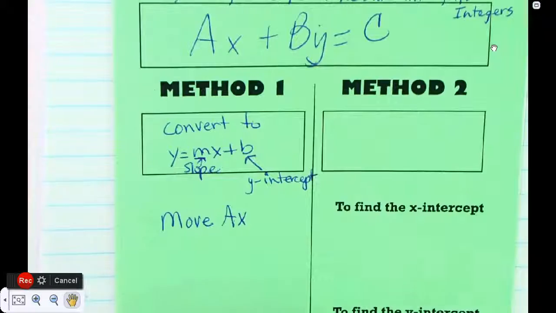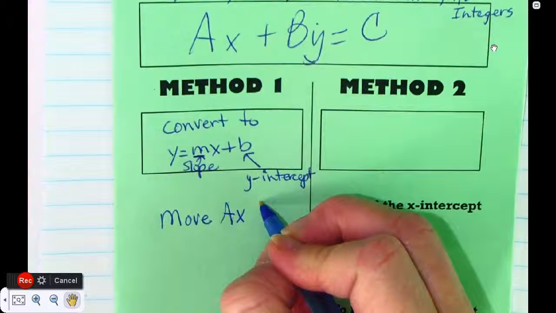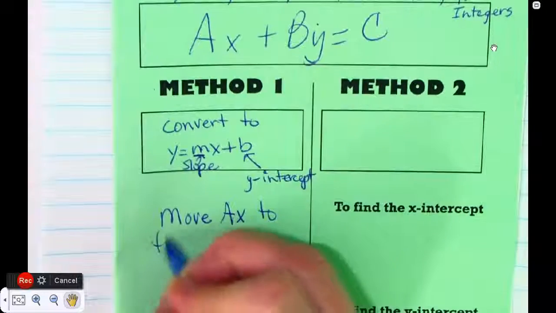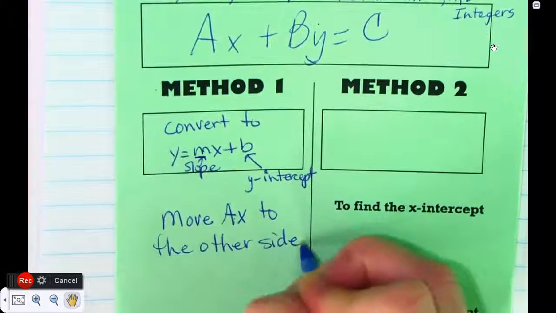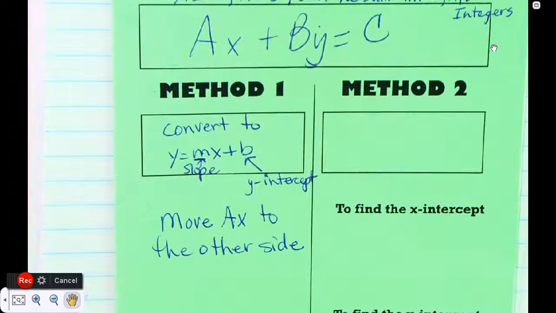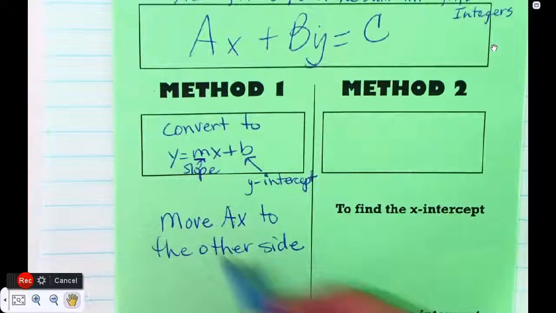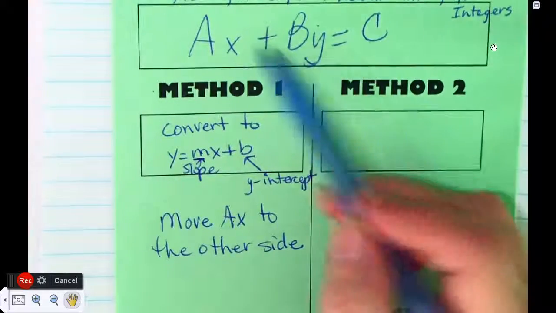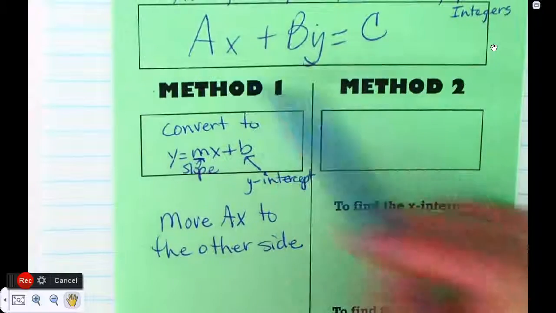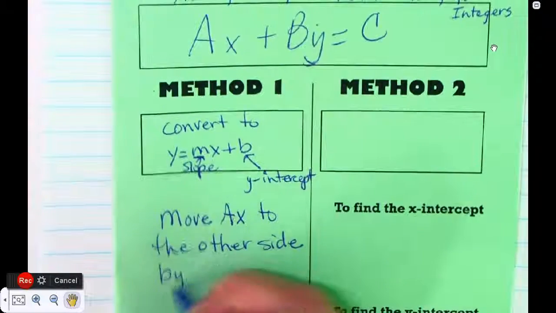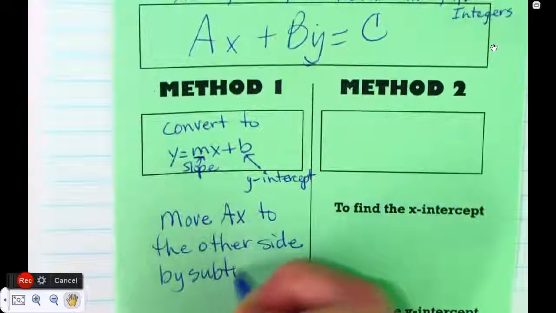Move ax where? To the other side. Well, if it's in standard form, you're going to move ax. That's going to be positive. You're going to subtract, aren't you? If it's in true standard form.